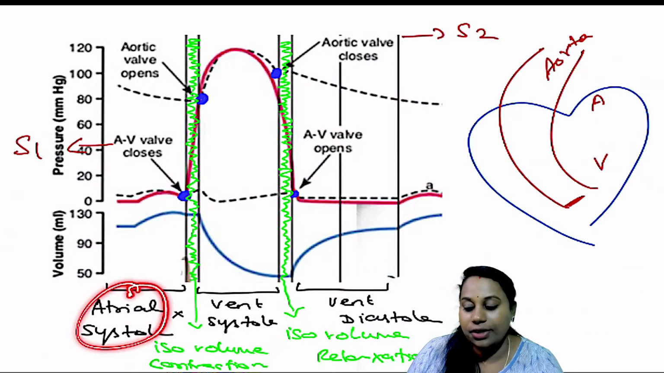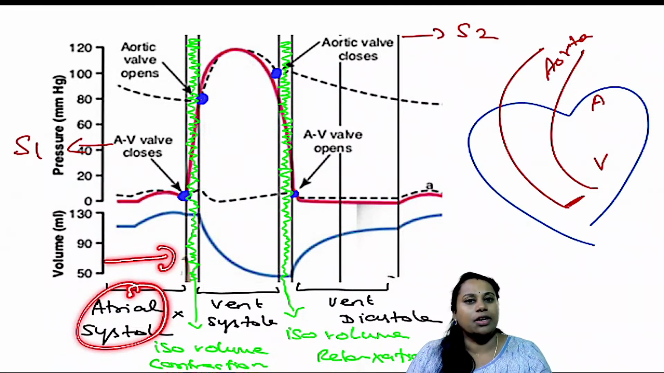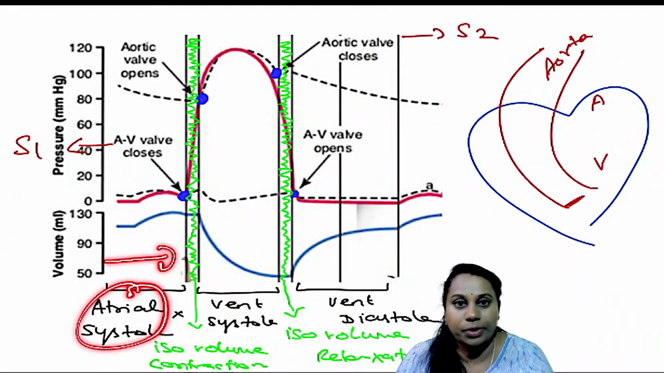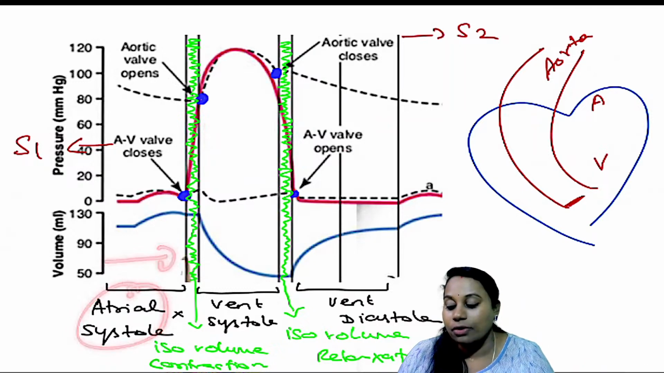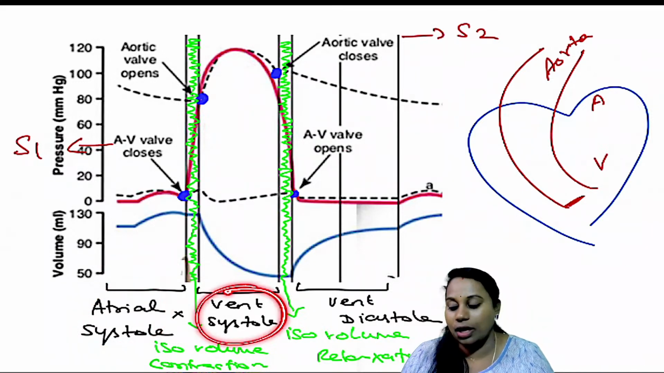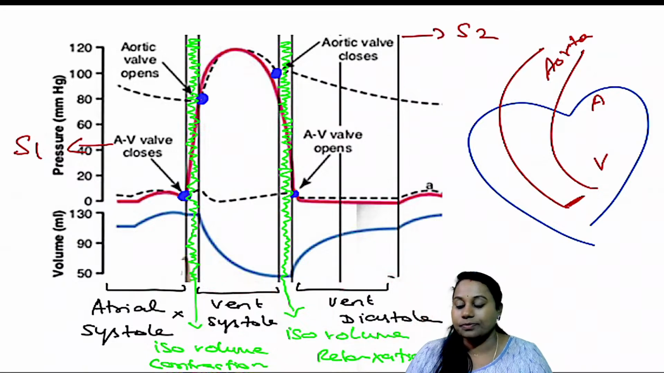First event, atrial systole, followed by atrial diastole. But atrial diastole is a very insignificant event. No significant changes take place during the atrial diastole period. So it is negligible. Leave it. Followed by ventricular systole and ventricular diastole. How will we fit valvular events into this?